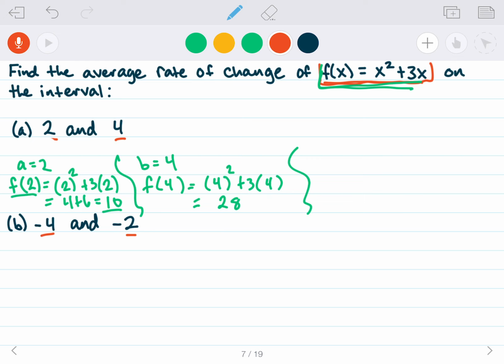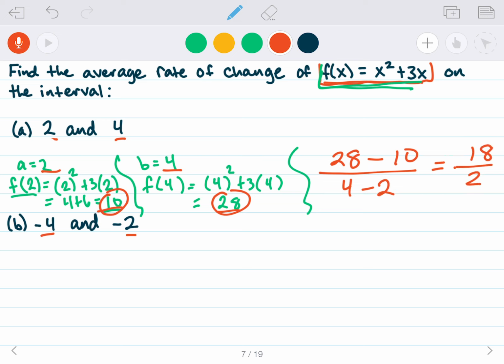All right, so now that we have the 4 numbers that we need, we use our average rate of change formula. f of B, f of our ending value, is 28, so 28 minus our starting output value, which is 10, over B minus A. So 28 minus 10, we have 18 over 2. That's going to simplify to 9. That's our average rate of change.